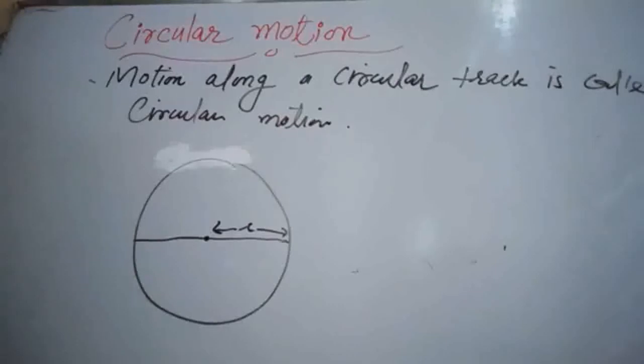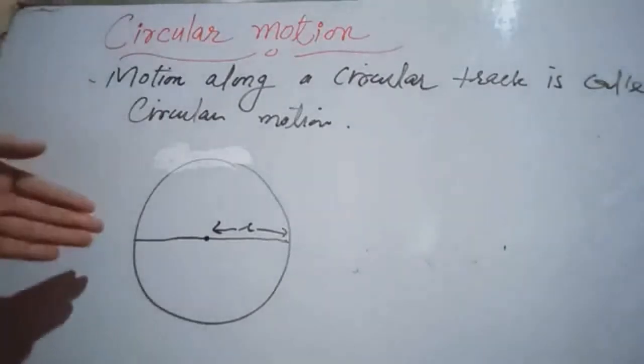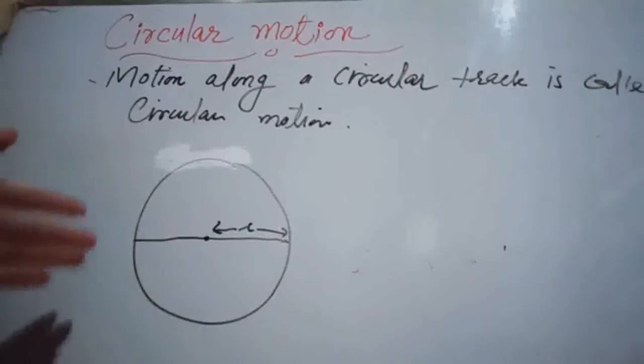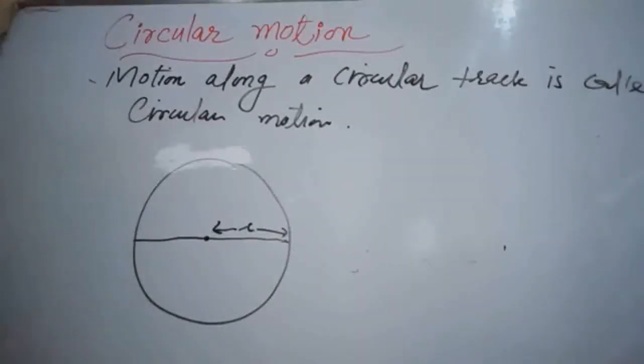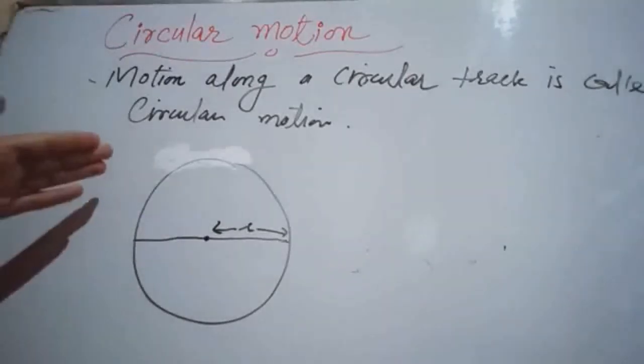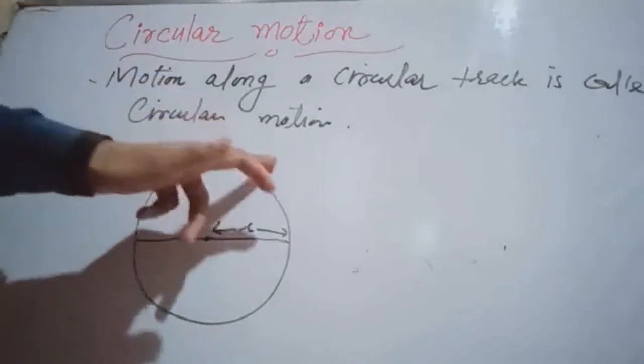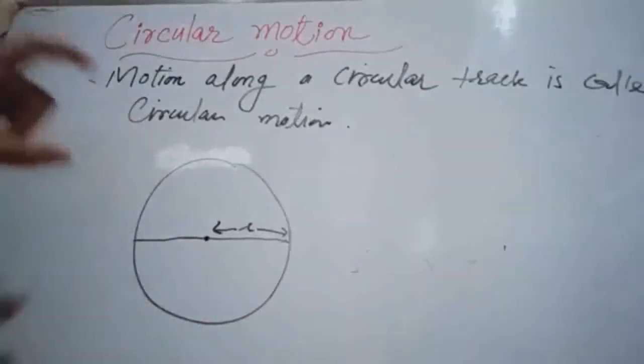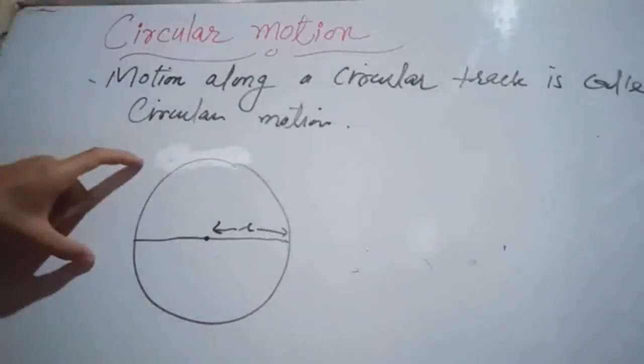If the body is moving in one-dimensional motion with uniform speed, we will say that the body is not accelerated. The body moves equal distance in equal intervals of time. That means the speed is constant, and if the speed is constant, the body is not accelerating. But here the case is different. If the body is moving along the circular track with uniform speed, this is an example of accelerated motion. How is this possible?